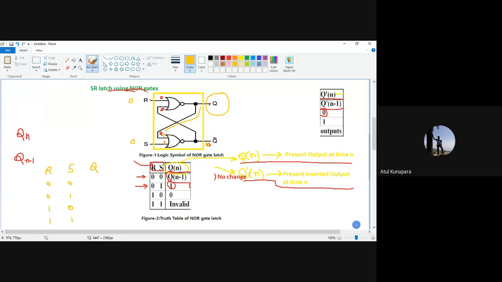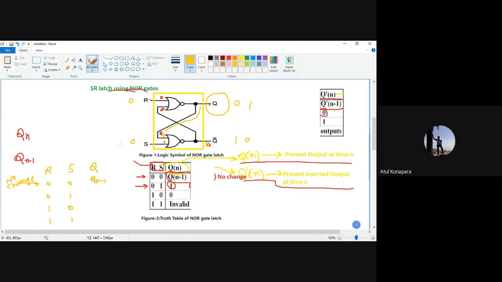Okay. In that case, your output Q will remain Qn minus 1. It means whatever condition it was in before you applied R, S equal to 0, 0 will remain as it is. If it was 0, 1 prior to your R, S given 0, 0, it will remain 0, 1. That's why I'm writing Q n minus 1. And if it was 1, 0, then it will remain 1, 0. No change will come. Whenever you give R and S both equal, your output will not get any kind of change. So this input combination will not provide you any change in the output. Is that condition clear to everyone first?